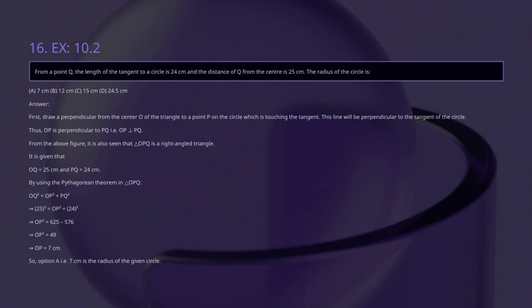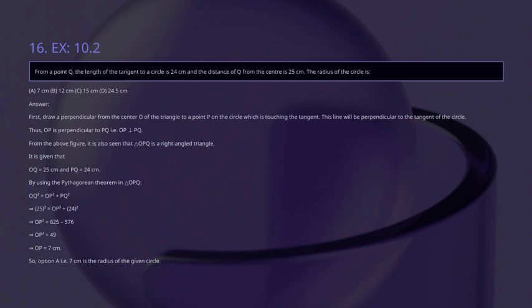To visualize this further, imagine drawing a perpendicular line from the center, O, directly to the point P on the circle where the tangent touches. This line will be perpendicular to the tangent line, reinforcing the right-angle relationship. Finally, considering the options given, 7, 12, 15, and 24.5 centimeters, we're asked to find the radius of the circle. Given our calculations, the radius is clearly 7 centimeters, which matches option A.